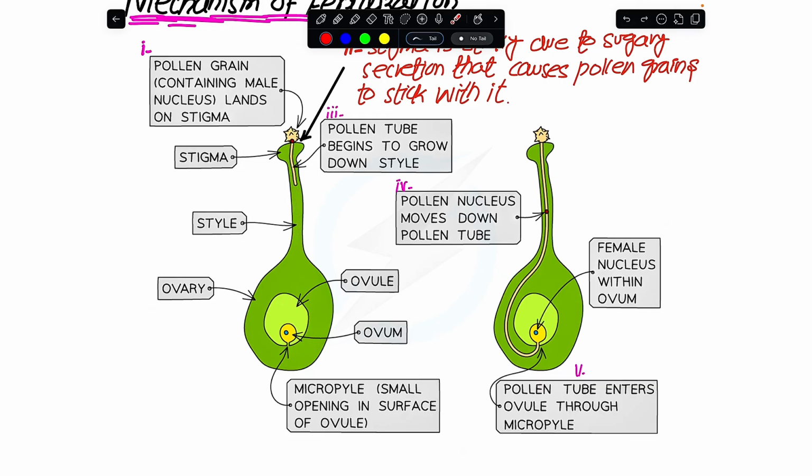And that passage that we are making, this is a pollen tube, and this pollen tube would begin to grow downward into the style. So the pollen tube is actually carrying this male nucleus, which was available within the pollen grain, and it would go downward, and ultimately this pollen tube would enter the ovule through an opening, and that opening is the micropyle.